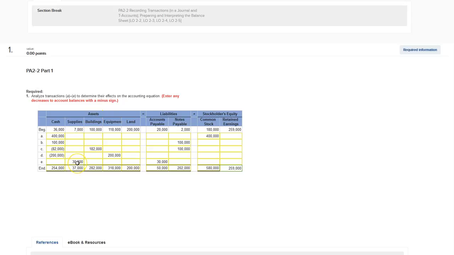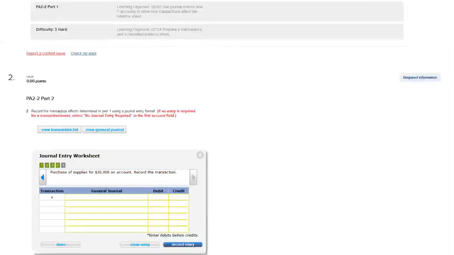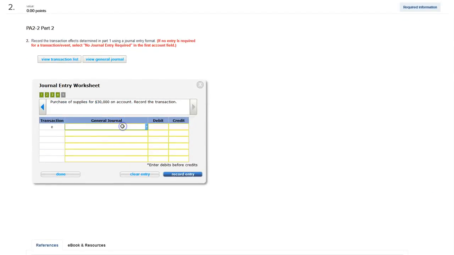So we're going to debit and list supplies on the first line. Liabilities are on the right side of that equal sign, so we're going to increase on the right side, or credit side. So that goes on the second line, both for $30,000. So debit supplies, credit accounts payable, $30,000.